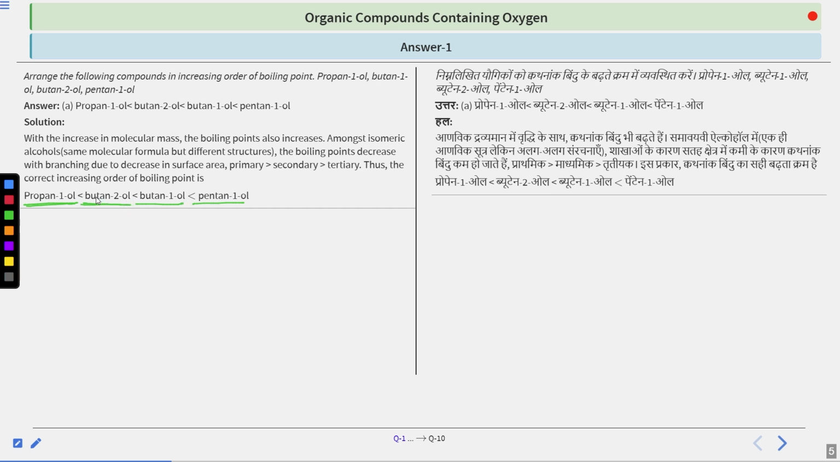And propane 1-ol, obviously propane has 3 carbons in it, so that is why propane 1-ol has the least boiling point of the given alcohols. So the correct order will be pentane 1-ol the highest boiling point, then butane 1-ol, then butane 2-ol, and the least for propane 1-ol. And that is why we have our correct answer as option A. Moving on to our next question.